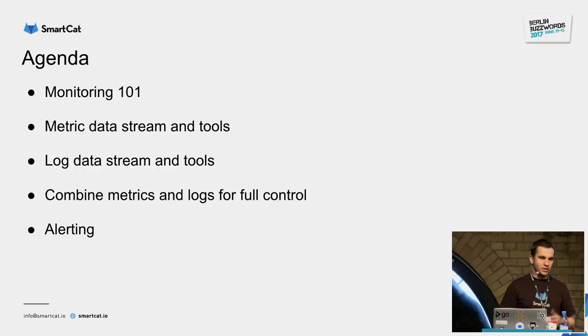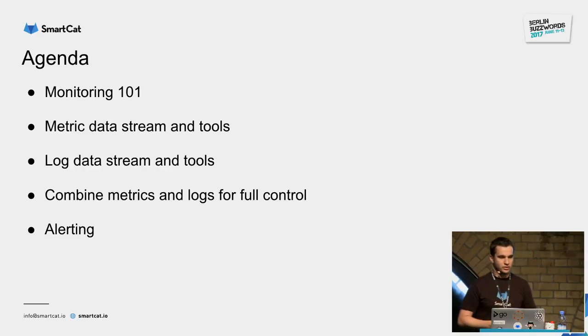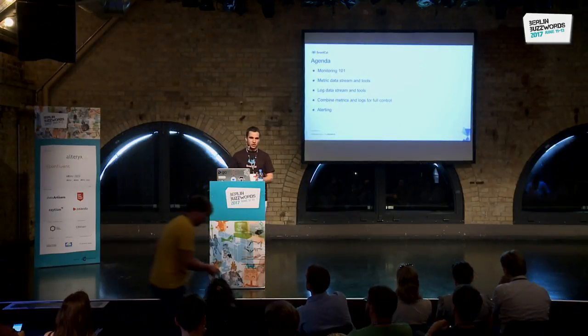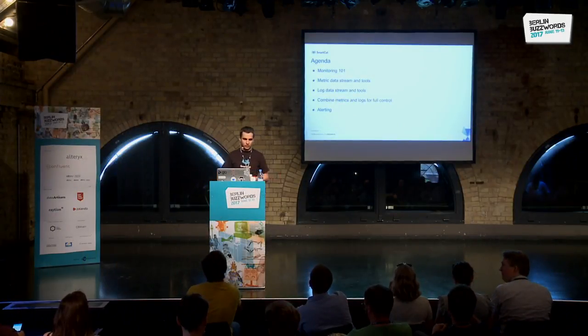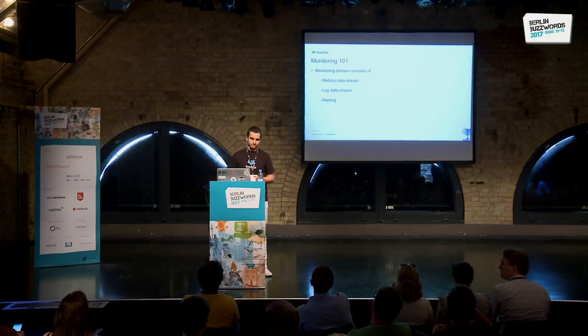I will show you how you can combine both metrics and logs, because looking at metrics alone or logs alone is not enough to explain all the failures. I think it's much better to combine those two and be in full control. And last but not least, we'll cover alerting, and we will explain how you can step away from dashboards and continue on building your business logic while you let the machine alert you when a certain failure happens.